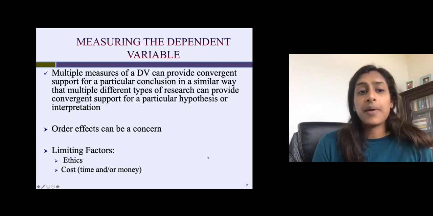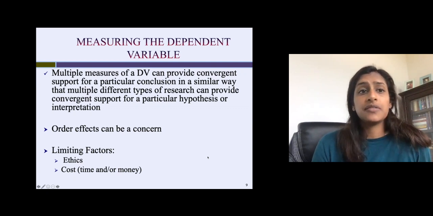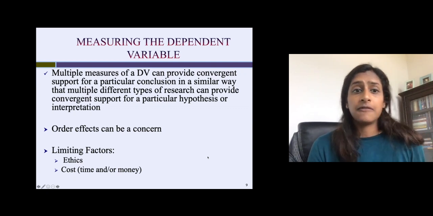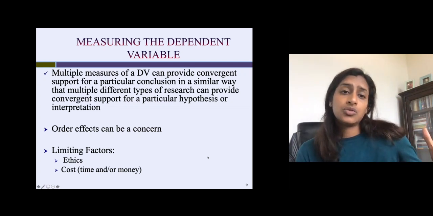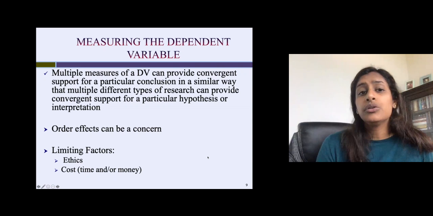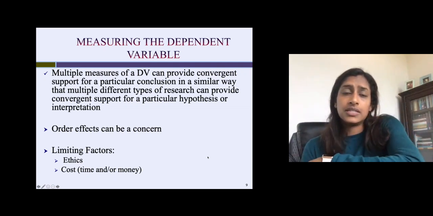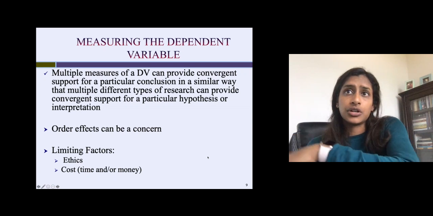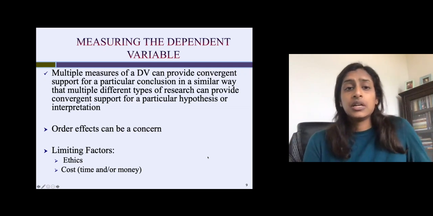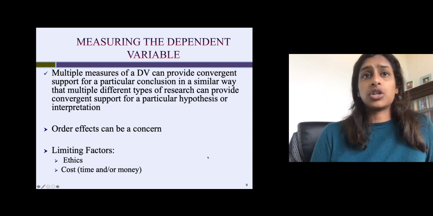So kind of going back to multiple different measures, using multiple measures of a DV can provide a lot of good data. In fact, it can provide convergent support for a conclusion that we have. Basically, if we assume that all of these different measures should produce similar outcomes, then we can compare those outcomes with each other.